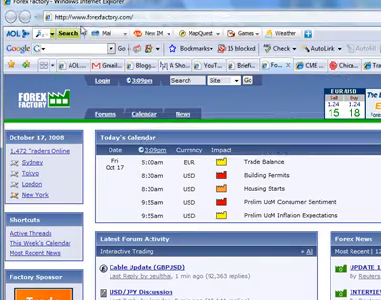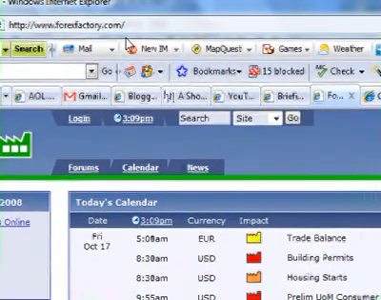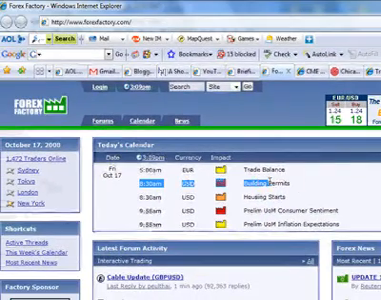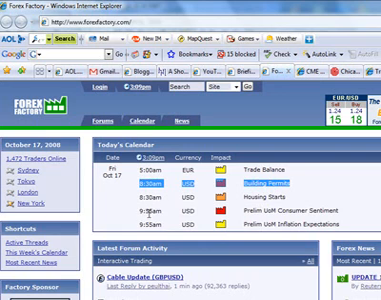Another website I really like is Forex Factory. I talk about that on some of my videos. I talk about the red, the orange, and the yellow. Red reports, you know, there's an 8:30. The building permits were out at 8:30. You had the 9:55 preliminary. So red reports, that's a good place.